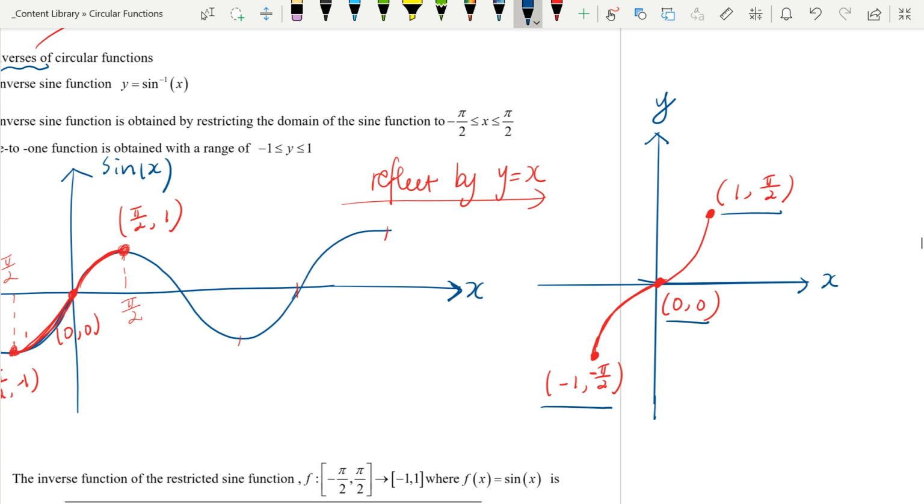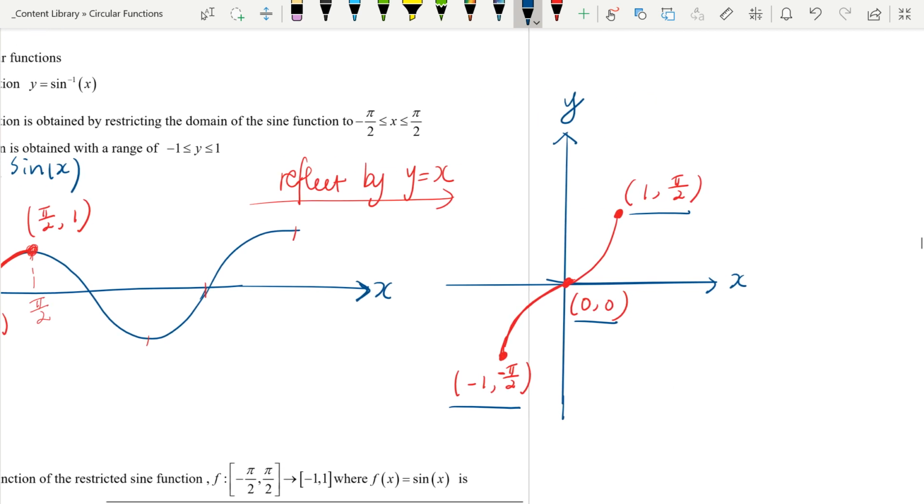Okay, it's these 3 points. So I will use those 3 points to sketch the whole sine inverse graph. If you can remember those 3 points, that's it. If you can remember the 3 points plus the shape, fantastic. You know how to sketch your graph. Okay, those are the 3 points.